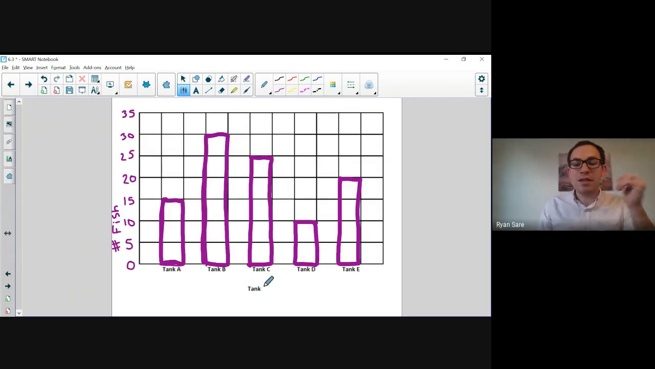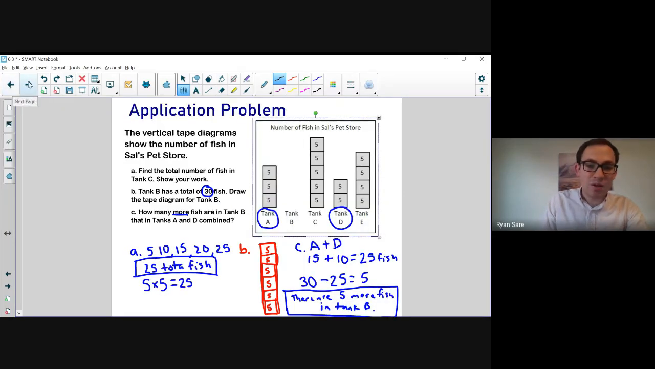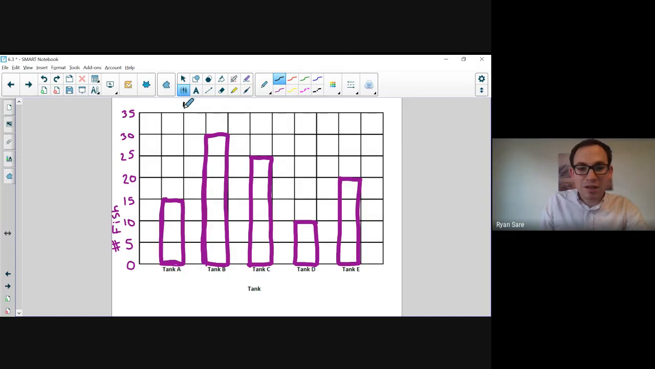Now, this label down here is telling me that it's tanks. You'll notice I don't have a title up here. Let's see, did it switch the thickness of my pen back? It did. So I don't remember the guy's shop. It's Sal's Pet Store. And it's the number of fish in Sal's Pet Store. We're going to use that same title. Number of fish in Sal's Pet Store. It's a long title.